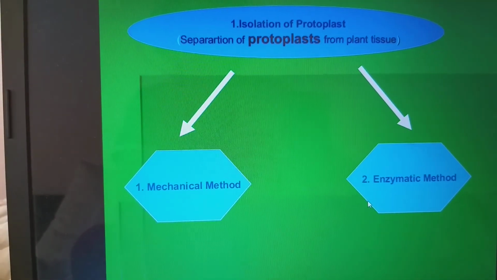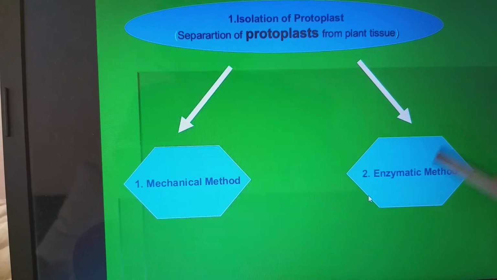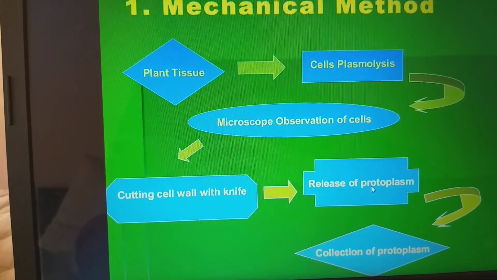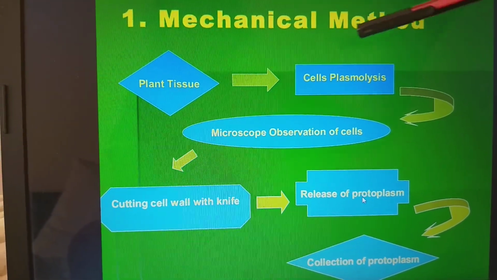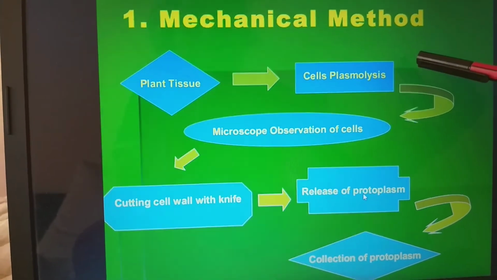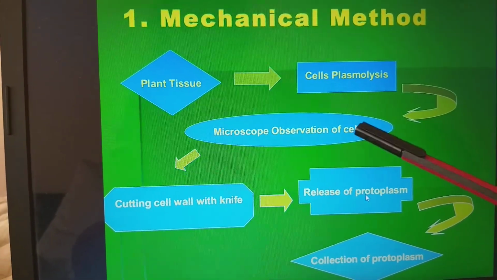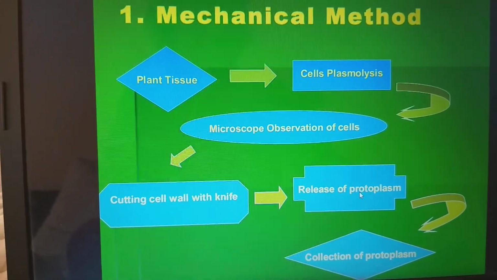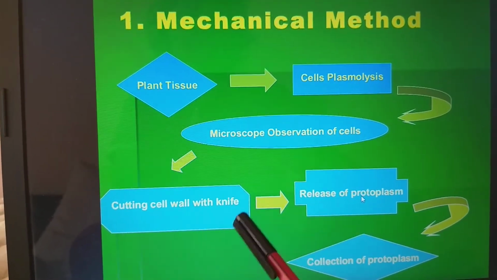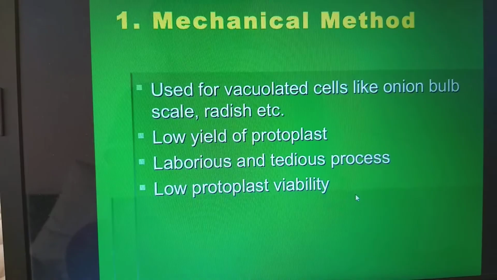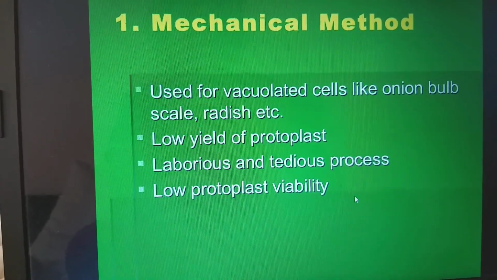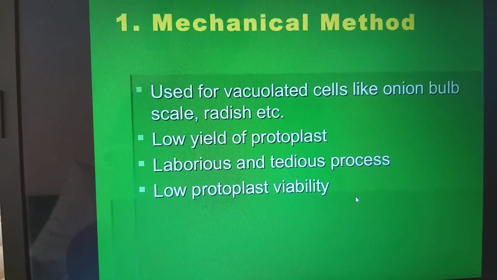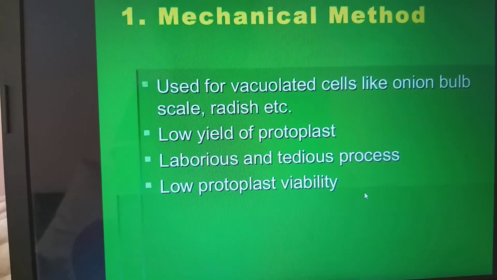Isolation of protoplast is the separation of the protoplast from the plant tissue. One is through the mechanical method, the other through the enzymatic method. First, the mechanical method. Plant tissue is selected, cells are plasmolyzed, and under microscope observation the cell wall is cut with a knife, releasing the protoplasm, which is then collected. This is the mechanical method. It is used for vacuolated cells like onion bulb scale, radish, etc. It has low yield of protoplast, is laborious and tedious, and gives low protoplast viability.